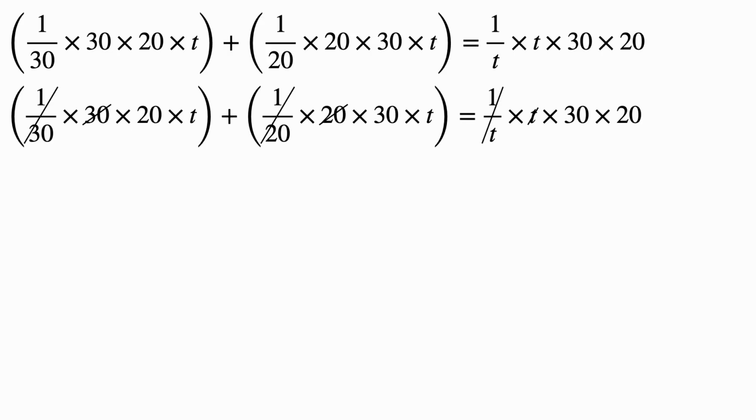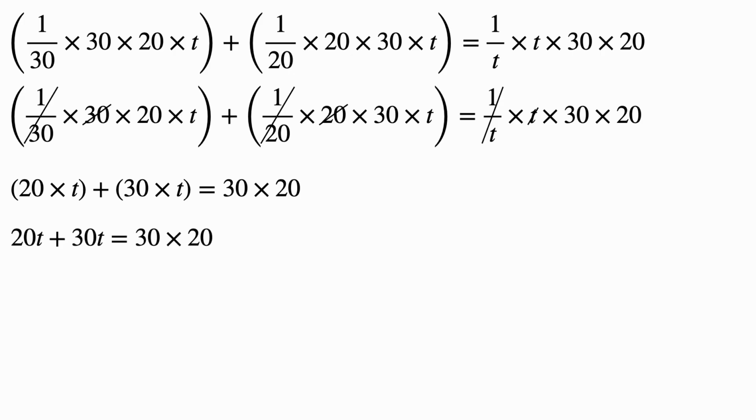We can see 1 over 30 times 30 will cancel each other on the left side of the equation. In the middle, we see that 1 over 20 times 20 will cancel each other. And finally, on the right side of the equation, the 1 over t times t will cancel each other as well. So we will see this after the simplification. Yeah, we got rid of those fractions.